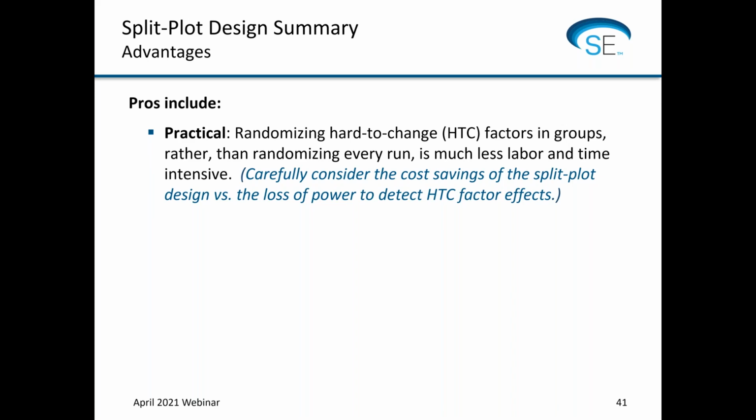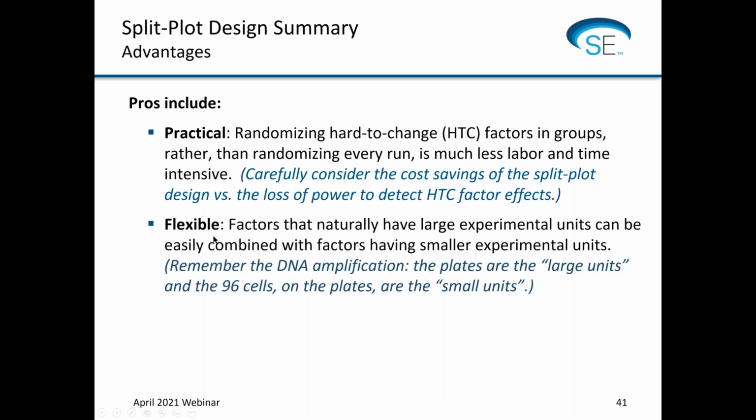The main reason is the hard to change factors are really hard to change, and we can't practically do the experiments if we do a completely randomized experiment. So you have to consider the cost savings of the split plot versus the loss of power to detect the hard to change factors. That's the main consideration. These are flexible. Factors that have large experimental units can be easily combined with factors that have small experimental units. That's why I wanted to use the DNA amplification, because that's a really good example where the plates are large units, right?